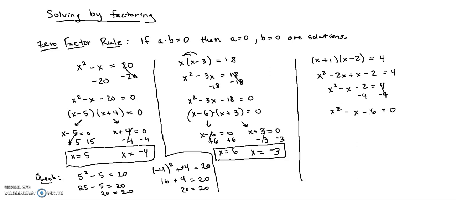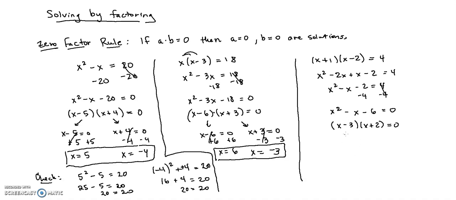Okay, so now we've got everything on one side. We've combined like terms. We've got 0 on the other side. So now we're in good shape. Now we want to factor. So we're looking for factors of negative 6 that would give us negative 1. So (x minus 3)(x plus 2) should work. Okay, negative 3 times 2 is negative 6, and negative 3 plus 2 is negative 1.